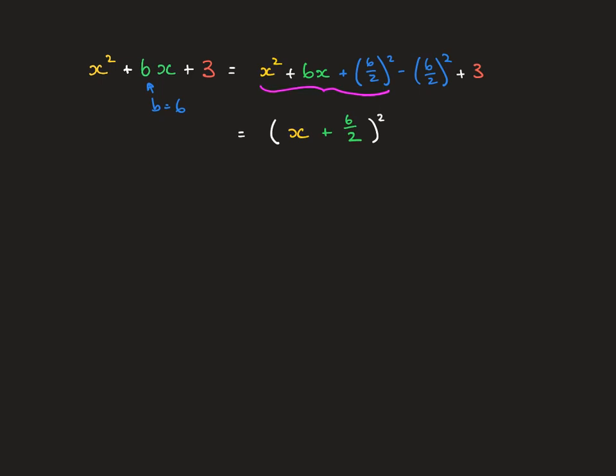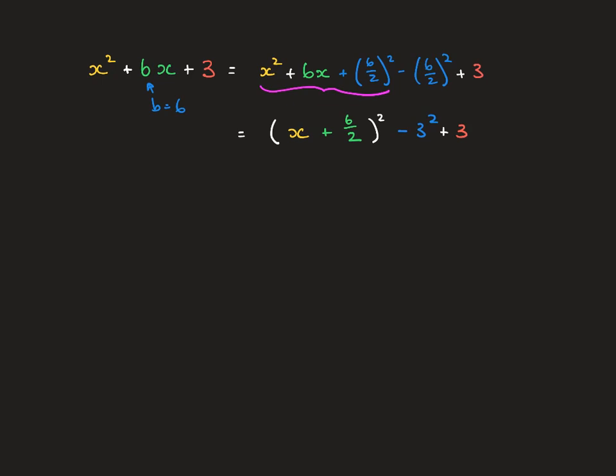So that bit here all combines down into this shortened version, and we still have this bit left on the end. So let's just add that in. So minus 6 on 2 is 3. So we've got minus 3 squared and plus our 3. And that's our square completed.